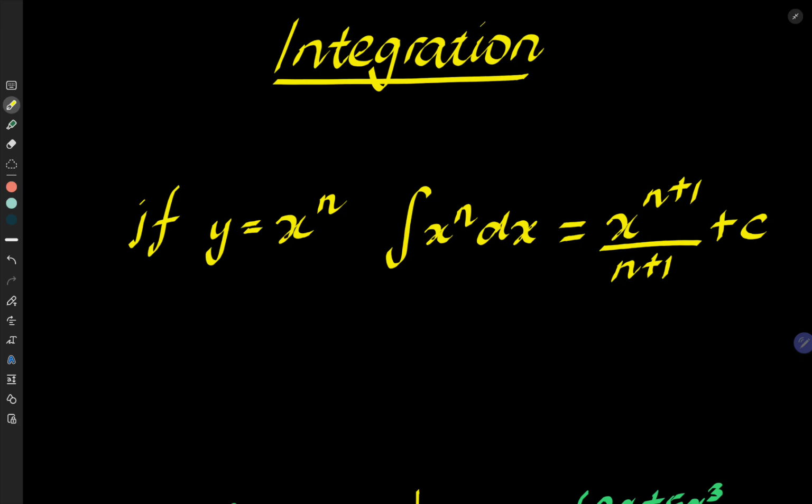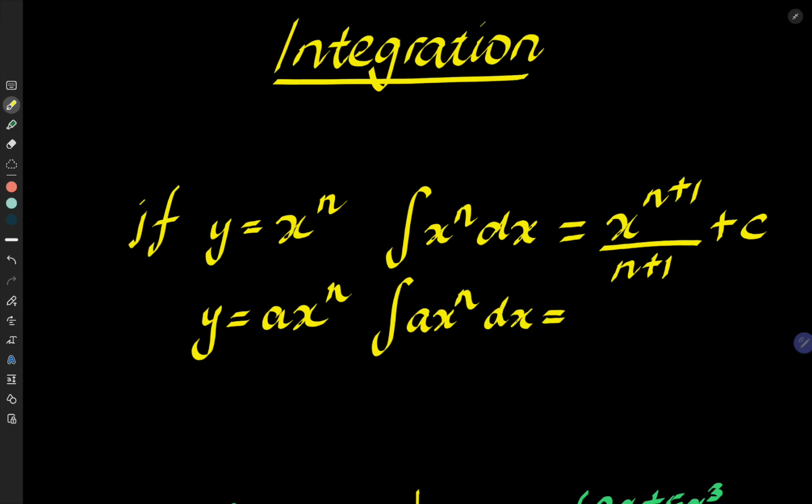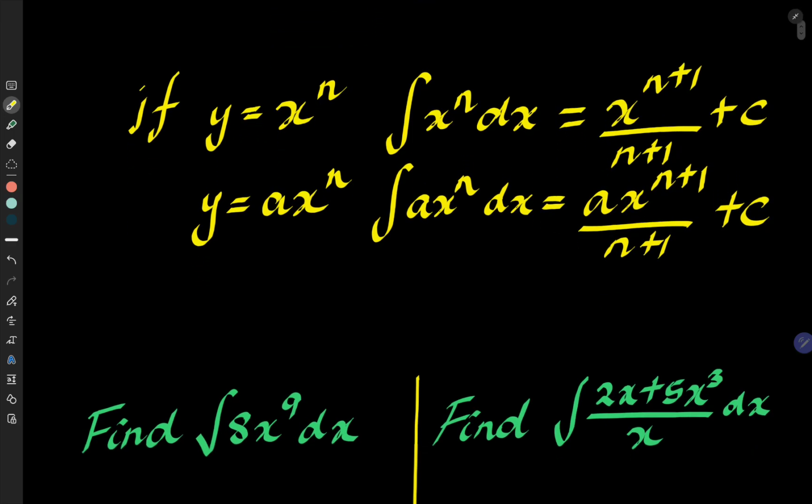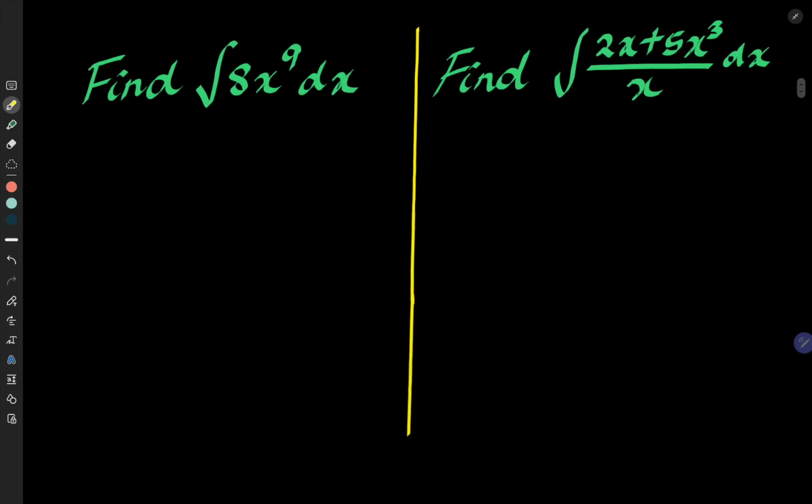And also, let's suppose you are given y is equal to ax to the power n, with a constant in front. Once again, the integral of ax to the power of n dx will be equal to, still we have our x, then we add 1 to the power, n plus 1, then we divide by the resulting power n plus 1, plus a constant c. That's how you do the integral. Now, let's just jump into some examples.